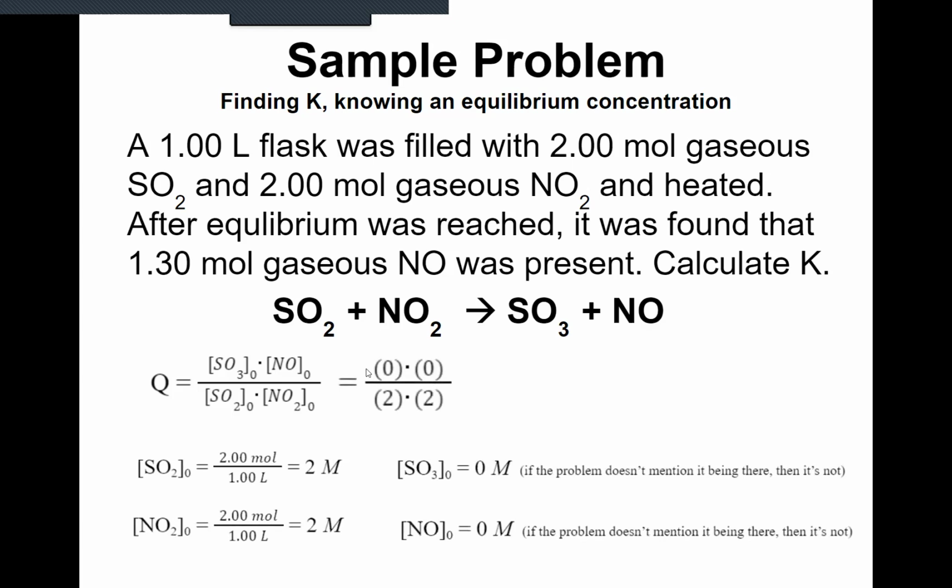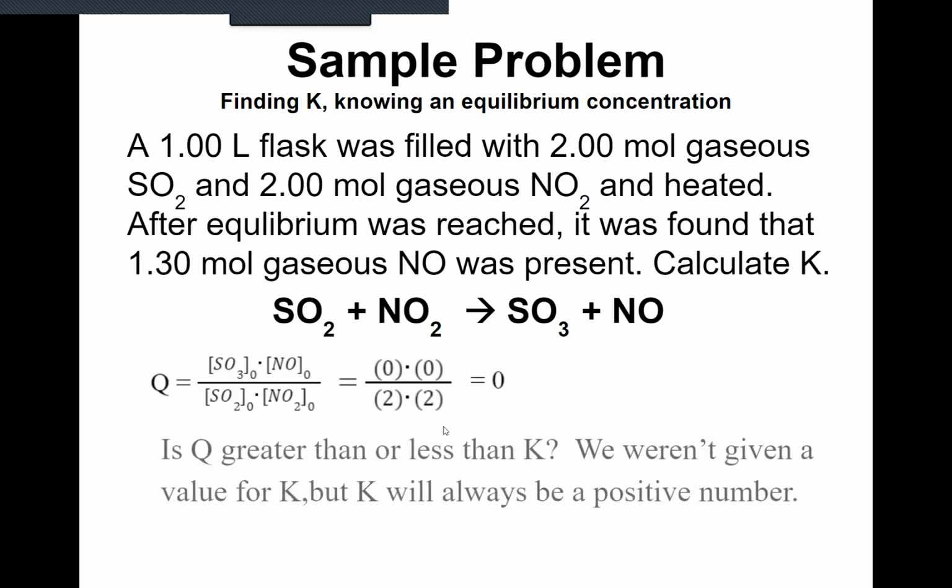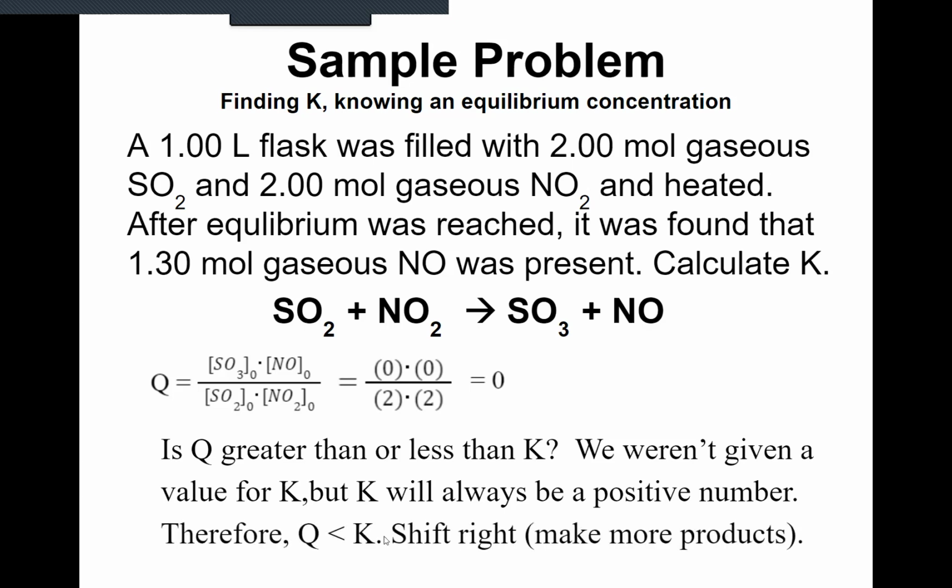Let's plug in what we have. 0 times 0 over 2 times 2. That'd be 0 over 4, which works out to be 0. Is Q greater than or less than K? Well, we weren't given a value for K. In fact, we're asked to calculate a value for K. But K is always going to be positive. And so if you've got a value for Q equal to 0, then Q is less than K. Now, what does that mean in terms of directional shift? We're going to shift right. We have to make more products.